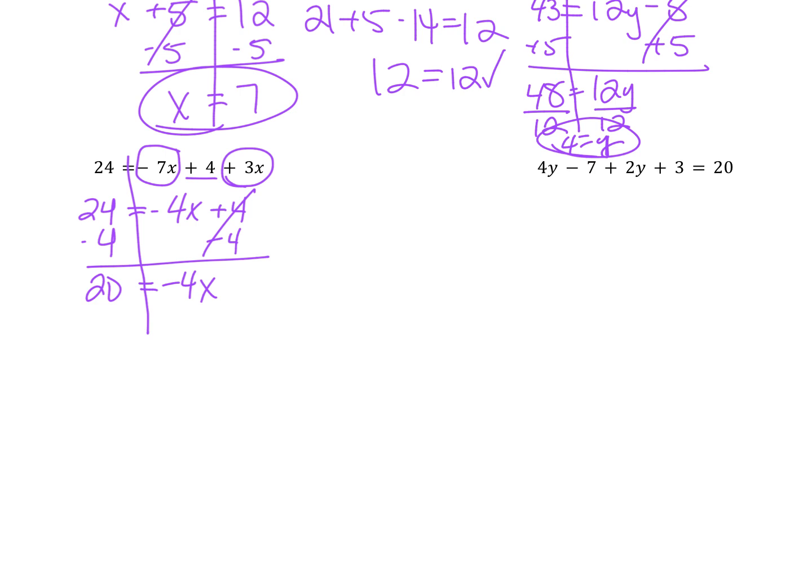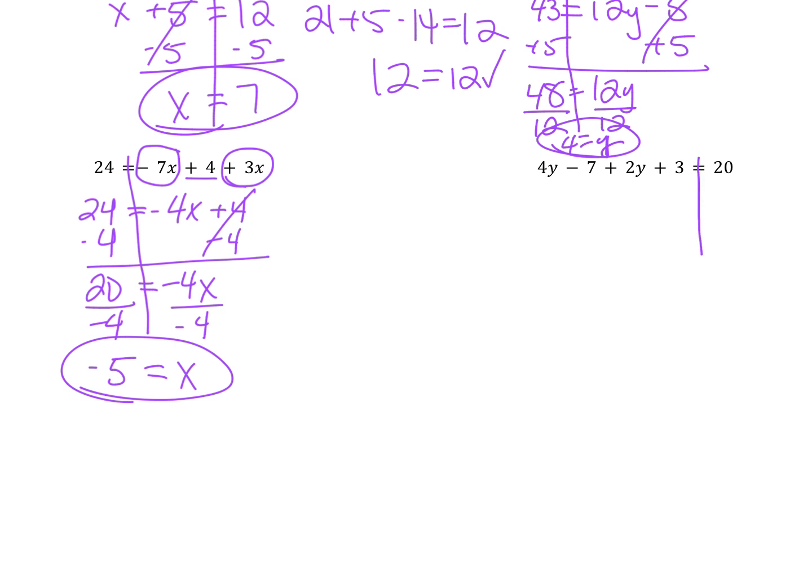From here, to get x by itself, remember this is negative 4 times x. The opposite of multiplying is to divide, so we have to divide by everything in front of that variable. So divide by negative 4 on both sides. Okay, on the right, we're left with x then. On the left, 20 divided by negative 4 is negative 5. That is our answer for this one. I'm going to skip the checking on this one, but let's move on to the last question.